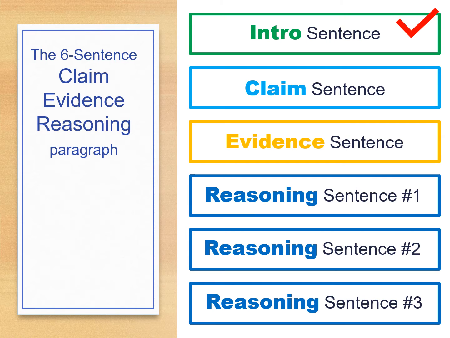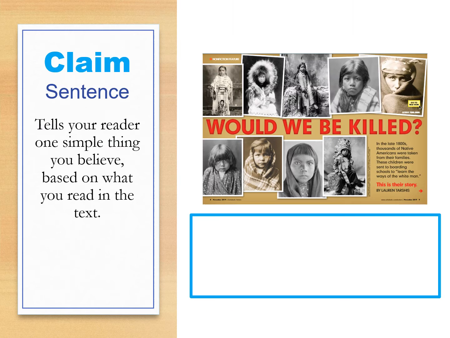Let's move ahead to the claim sentence. A claim sentence tells your reader one simple thing that you believe based on what you read in the text. So again, a claim sentence tells your reader just one simple thing that you believe based on what you read in the text. Now I'm going to make this easy for you guys. I'm going to give you the claim, and all you have to do is just type it right in. We're not going to focus on making our own claim right now. We're going to focus more on the evidence and reasoning part. So you can just copy this claim right here.